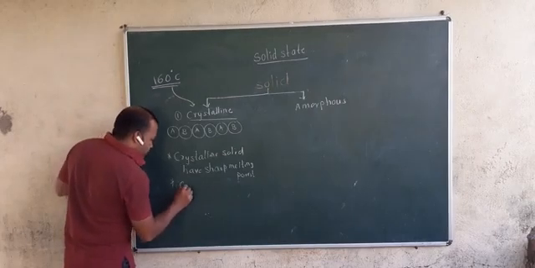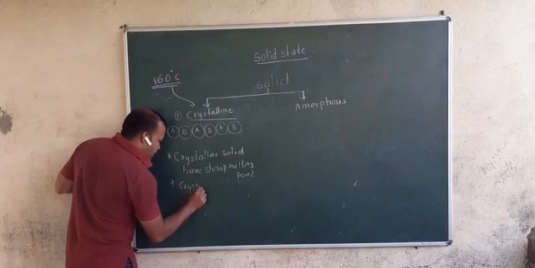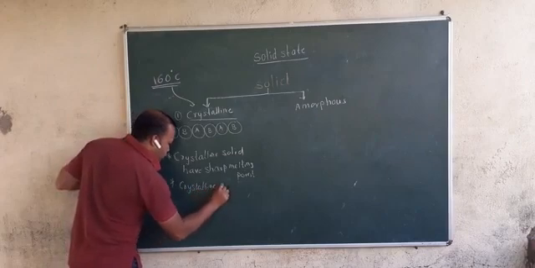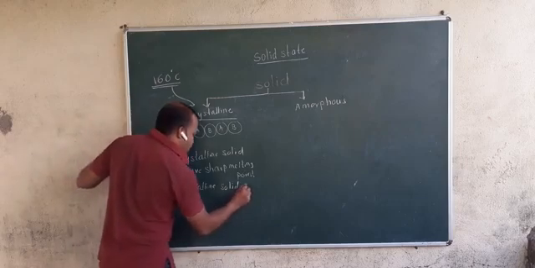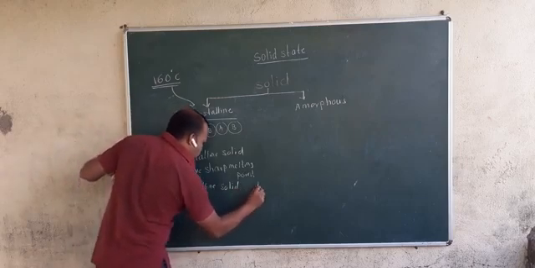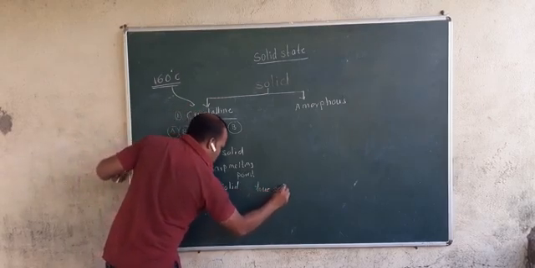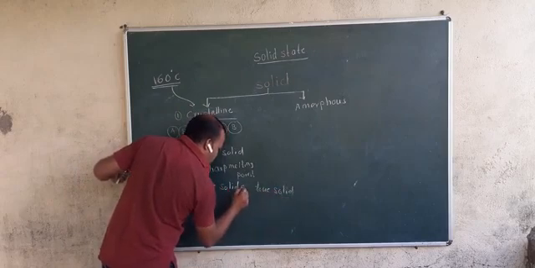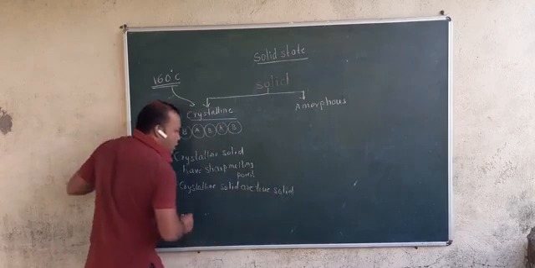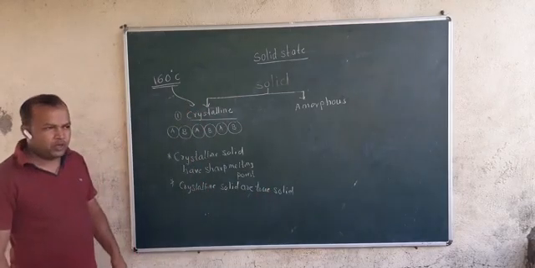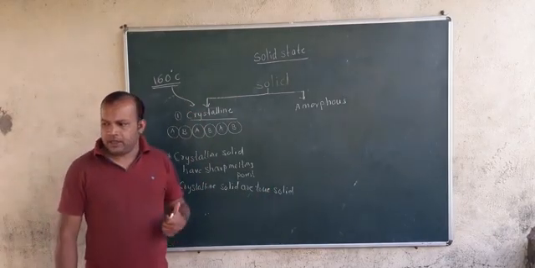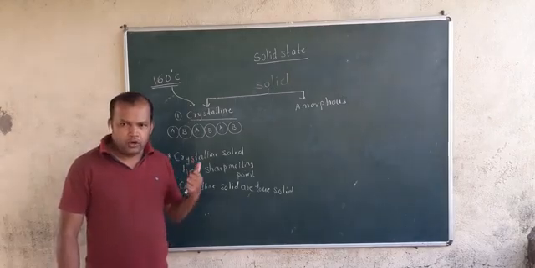Third point, these crystalline solids are true solids. True solids, because there is a definite repeating pattern. These crystalline solids are called true solids.